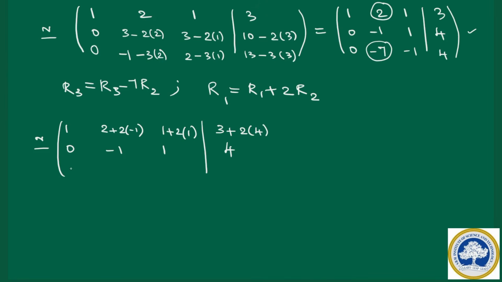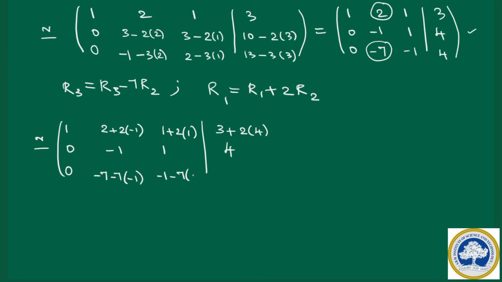Okay, similarly do it for the third row. In the third row it will be 0 only, because R3 is 0 minus 7 into R2 is also 0. So 0. Similarly here minus 7 is already there. Minus 7 into R2 is what? Minus 1. Similarly R3 is minus 1.